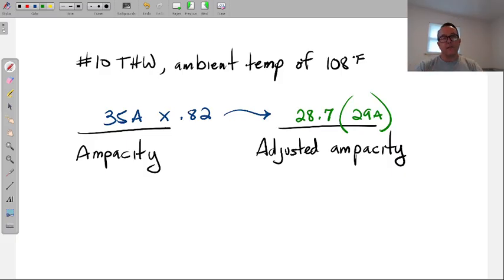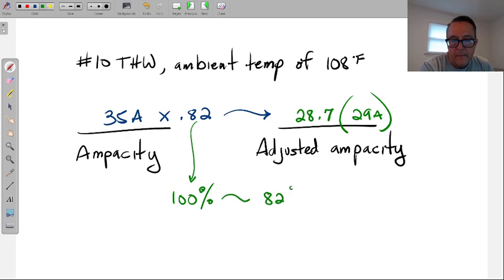Now, realize what happened. I started with a wire that can hold 35 amps, but this wire is sitting in a 108 degree temperature situation, and therefore now I've lost 6 amps off of that wire, which is what this 82 is telling me. This 82 is based off of 100%. So when you see 82%, it means that I've lost 18% of that wire. We lost 18% of the wire's amperage.